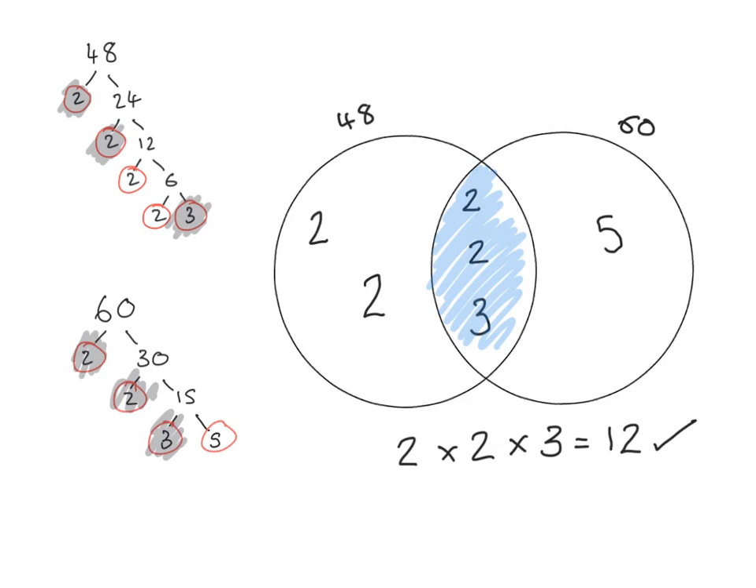This method of splitting down the number into a product of its prime factors and then creating a Venn diagram works for any pair of numbers to find the highest common factor of those numbers. You're now in a great position to start on the questions in the booklet.